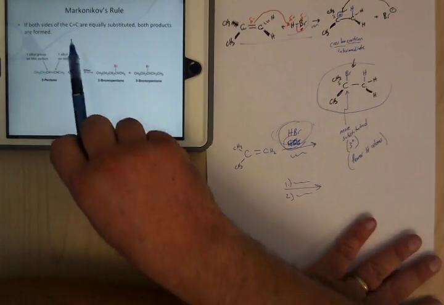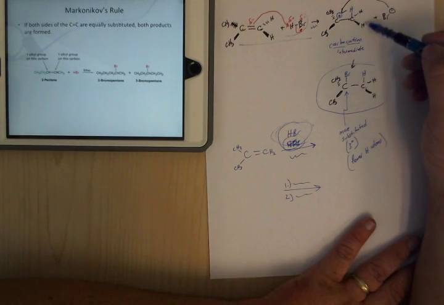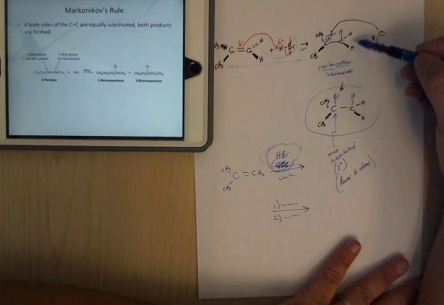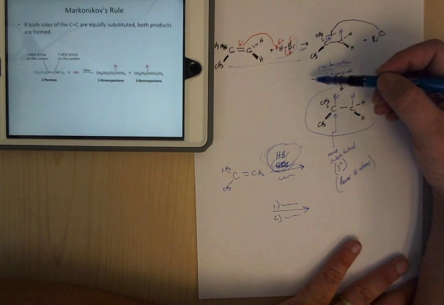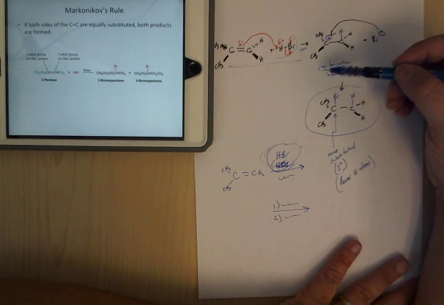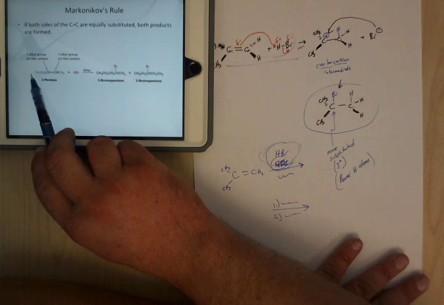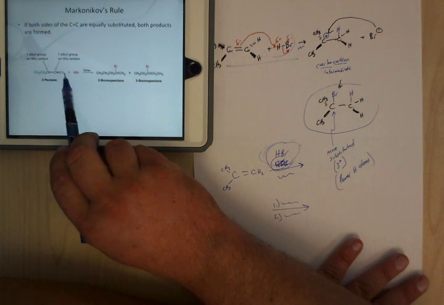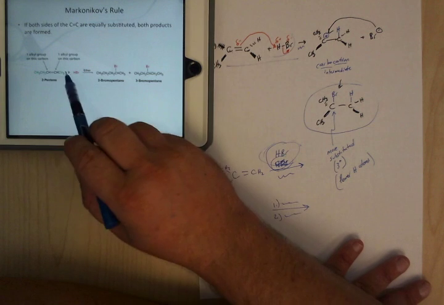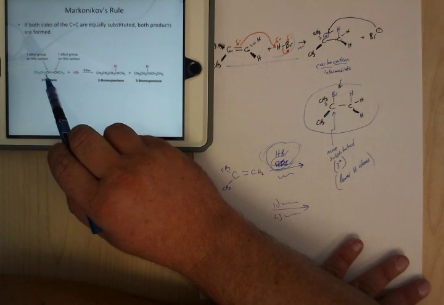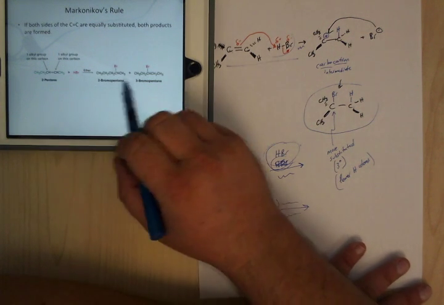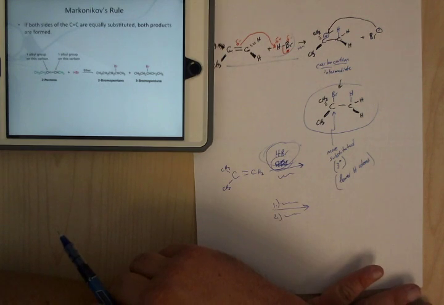But if both sides are equal, let's say these were both methyl groups, then it's going to go in equal proportions, so you're going to get a 50-50 mix. That side has one extra carbon hanging off it, and this one has one carbon hanging off of it. They're both secondary, and so you're going to get a fairly equal mixture between the two.